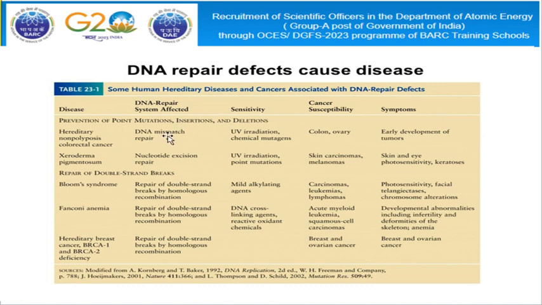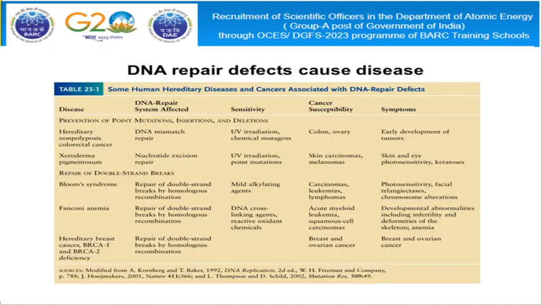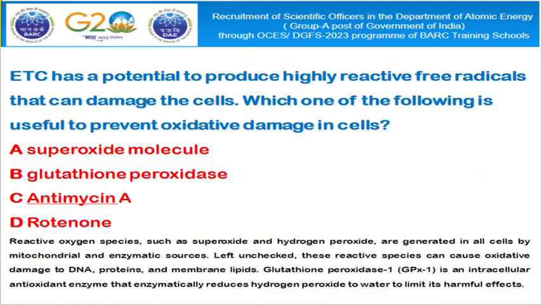If there is any defect in the DNA mismatch repair system, then hereditary non-polyposis colorectal cancers will arise. This mismatch repair system is involved in correcting replication errors. Bloom syndrome, Fanconi's anemia, and hereditary breast cancer will arise if there is any defect in the repair of double strand breaks by homologous recombination. So the correct answer for this question is: xeroderma pigmentosum is an autosomal recessive disorder arising as a result of a defect in the repair of UV damaged DNA.